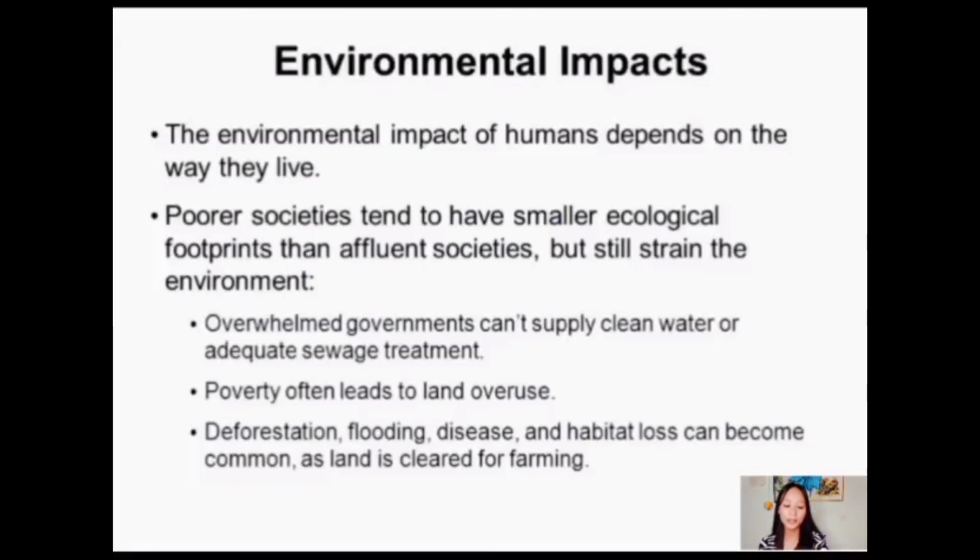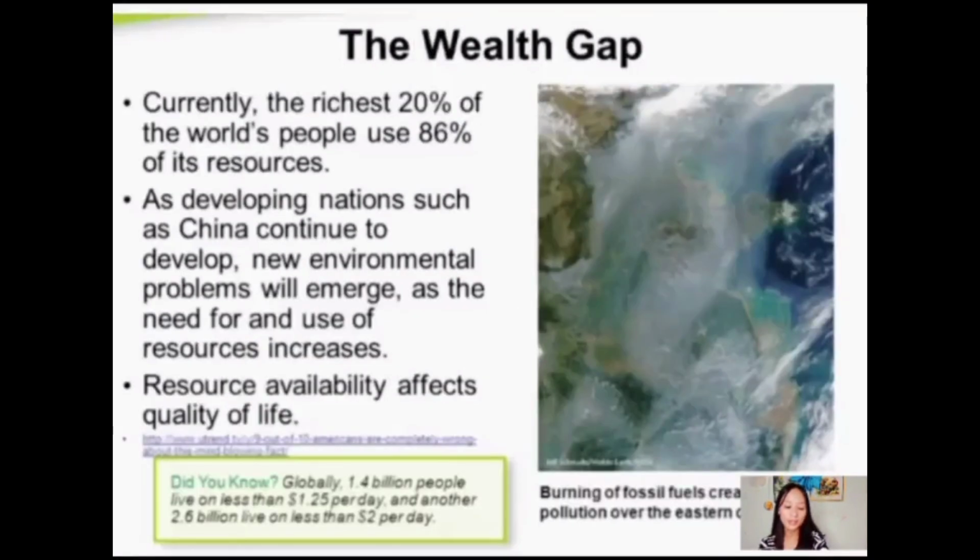First, environmental impacts. The environmental impacts of humans depend on the way they live. The next is the wealth gap. Economic inequality, most notably, is measured using the distribution of income and the distribution of wealth. And it describes the disparity of cumulative assets across races and ethnicities.